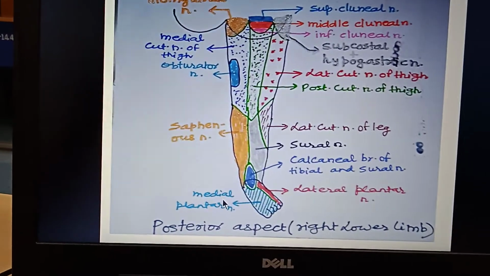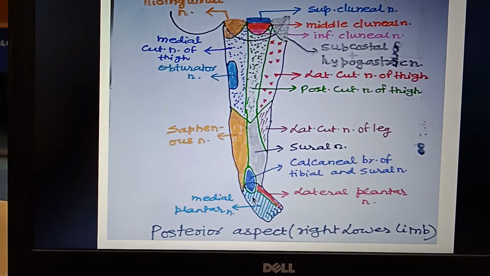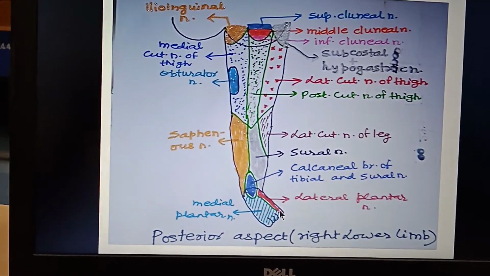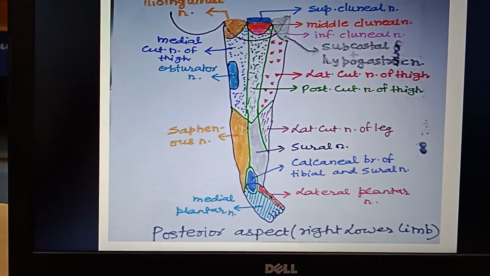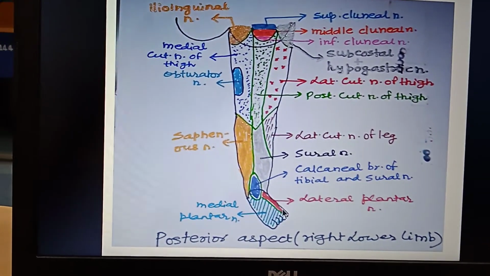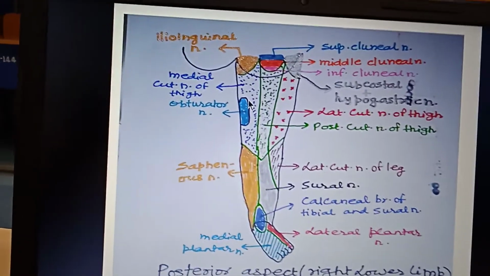M for medial plantar nerve and M for mega. This will innervate a large region. Only the little finger and the very thin area on the lateral aspect will be supplied by lateral plantar nerve. Now we will decode everything.